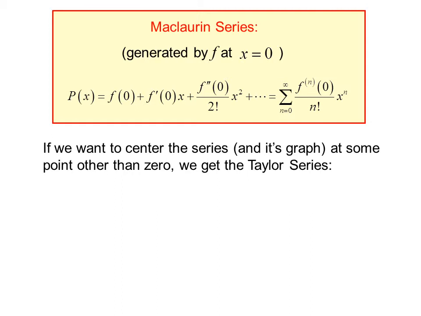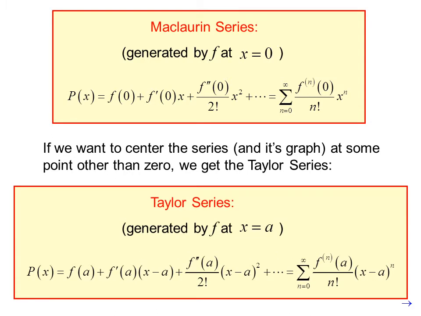If we want to center the series and its graph at some point other than 0, we get the Taylor series. The Taylor series is generated by f at x equals a. So what we've done then is shift the graph a distance of a to the right. Note that the Maclaurin series is frequently referred to as the Taylor series centered at 0, because the Maclaurin series is just a special case of the Taylor series.